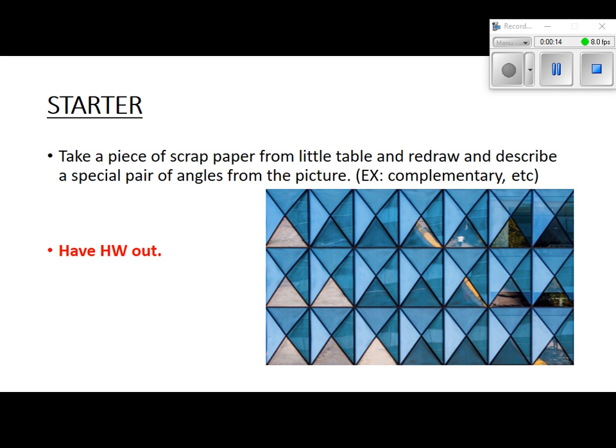Somebody go up there and trace two angles on the picture for me. I don't care if you use my pen or one of the other pens. Trace two angles, because we need a pair, right? So trace two angles, then tell us what kind of angles they are. No, on the actual picture.